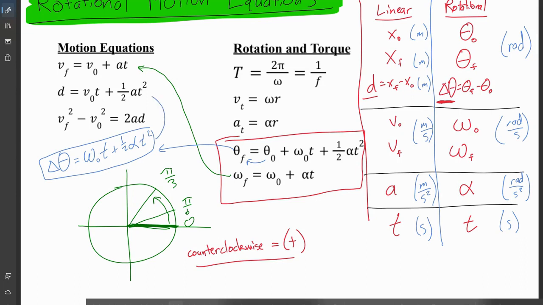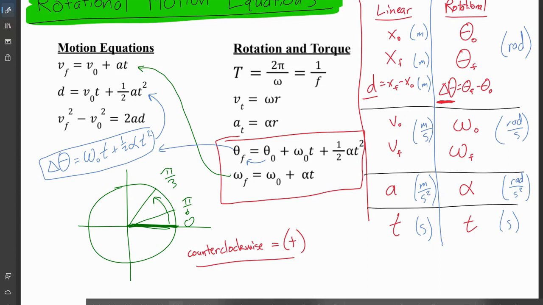But hey, guess what that one looks like? d equals v naught t plus 1/2 a t squared. Looks just like it. I give you this as far as the torque and rotation with theta final and theta initial because that's how AP gives it to you.